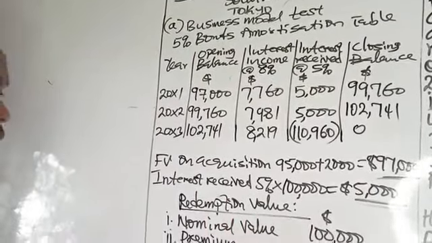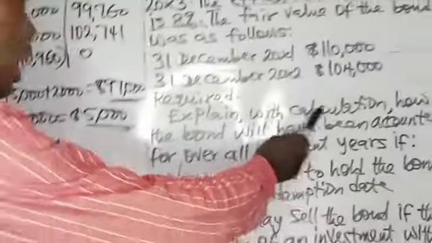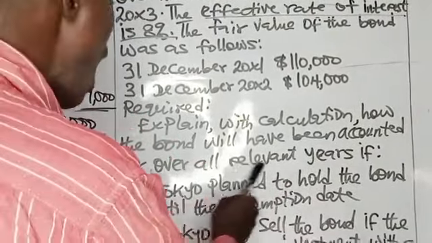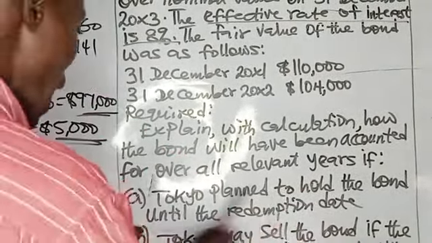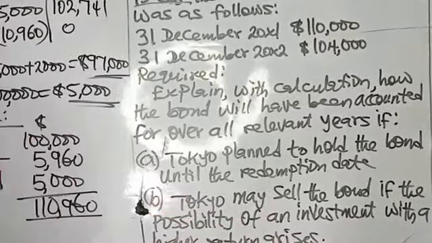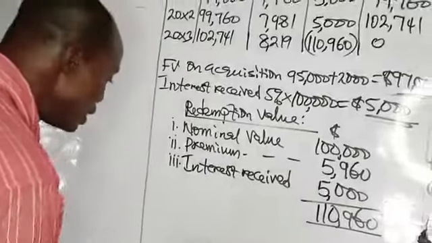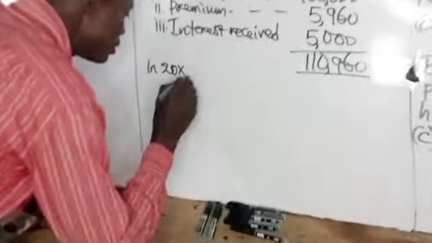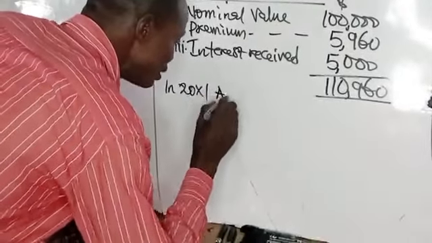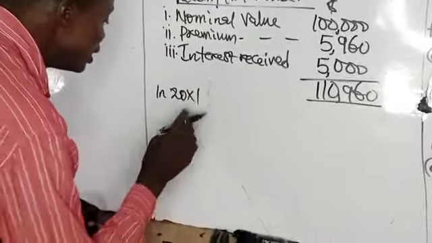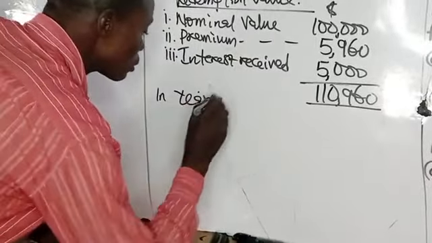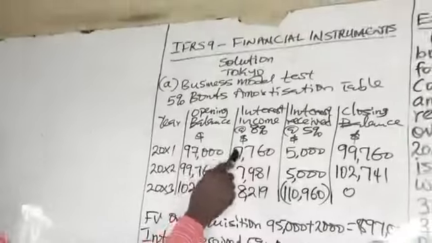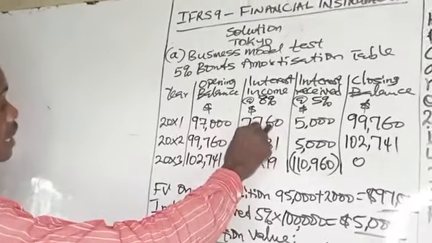Now, back to the requirement. You have to explain with calculation how the bonds will be accounted for over all relevant years if Toko plans to hold the bonds until the redemption date. Now, let's explain. In 20x1, accounting in year 20x1, interest income of 7,760 will be recognized in the statement of profit or loss.